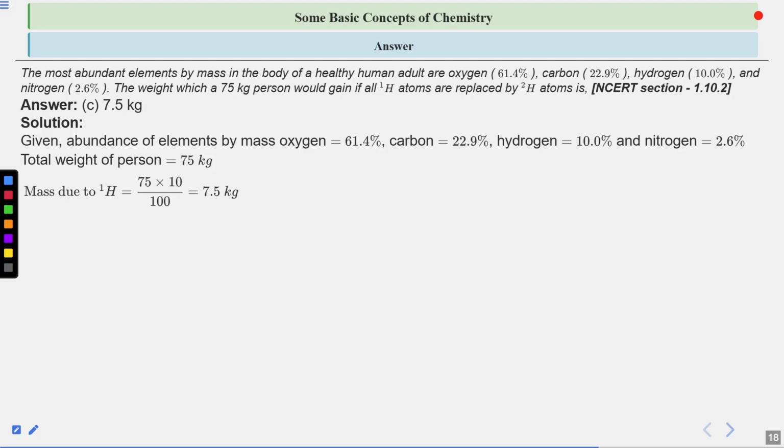Then, what will be the mass that will be due to hydrogen? If 10% hydrogen, then what is the contribution of hydrogen? It will be 10% of this 75. Okay. So it is written that out of this 75 kg, we have this much percent oxygen, this much percent carbon, 10% hydrogen and 2.6% nitrogen. That means the mass due to hydrogen will be 7.5 kgs.